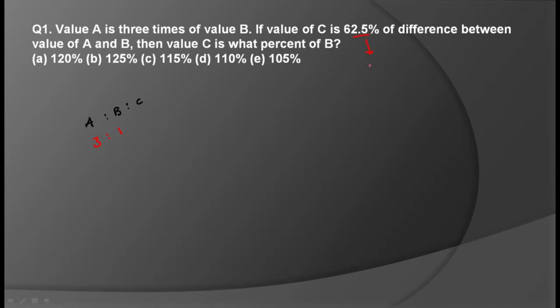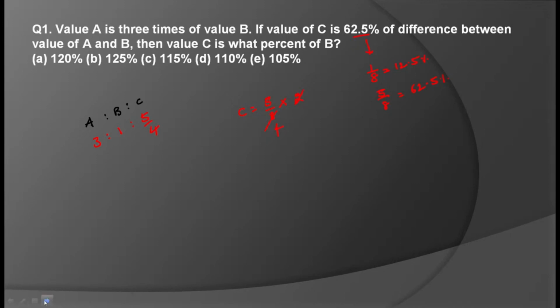Guys, for 62.5%, we already know that 1 by 8 is equal to 12.5%. In the same way, 5 by 8 is exactly equal to 62.5%. The value of C equal to 62.5% means the C value is exactly 5 by 8 of the difference between A and B. The difference between A and B is exactly 2 units. Now 2 becomes 4 times. Now we can get the ratio, guys. The ratio of A is to B is to C is exactly 3 is to 1 is to 5 by 4.